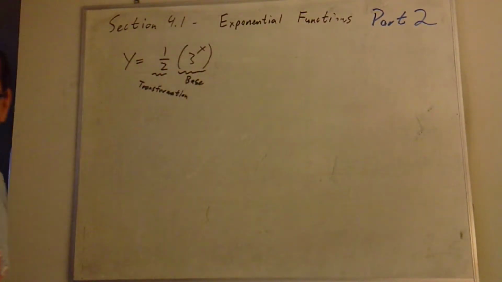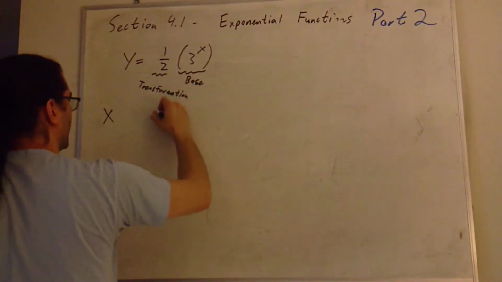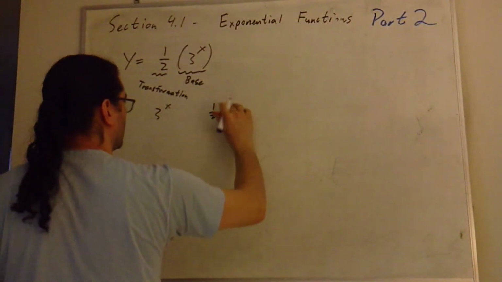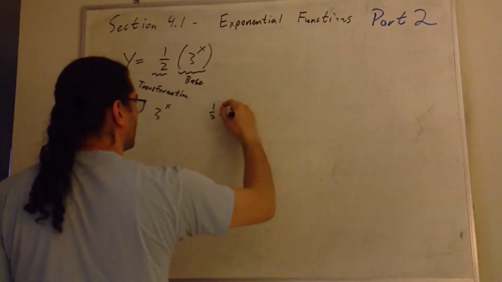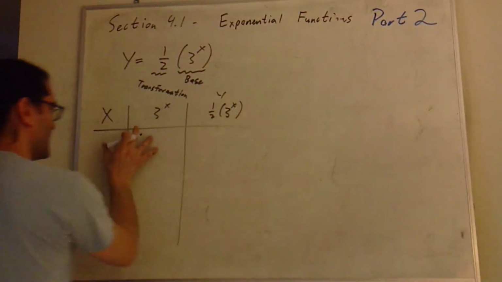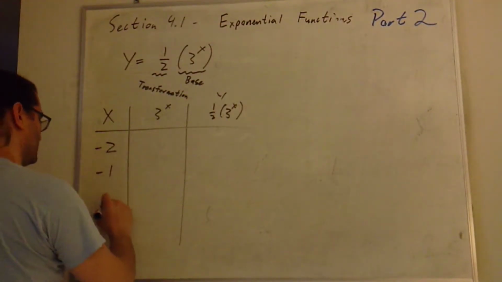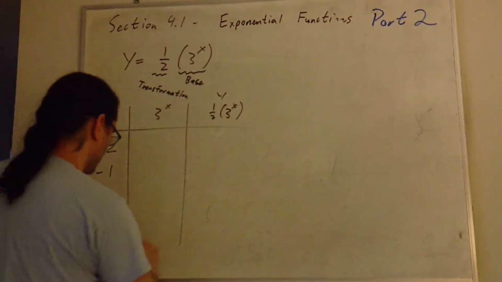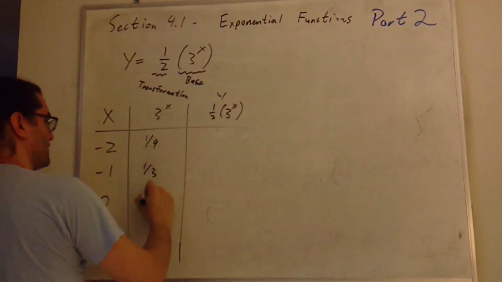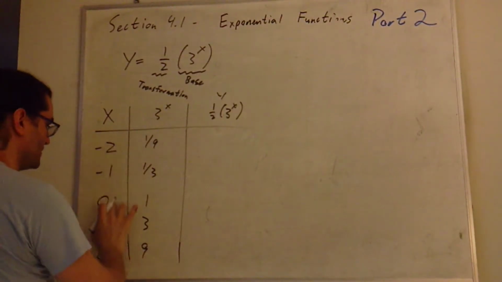This time I'm not adding anything, I'm just multiplying by something. So since this is a new one, we'll make a table of values. We'll do an x. I'm going to make a 3-column table again, so I can separate the base function activity from the transformation activity. So I'll use the standard -2, -1, 0, 1, and 2. And this is still the same: 1/9, 1/3, 1, 3, and 9 are the outputs you get when you use these numbers as exponents on top of 3.